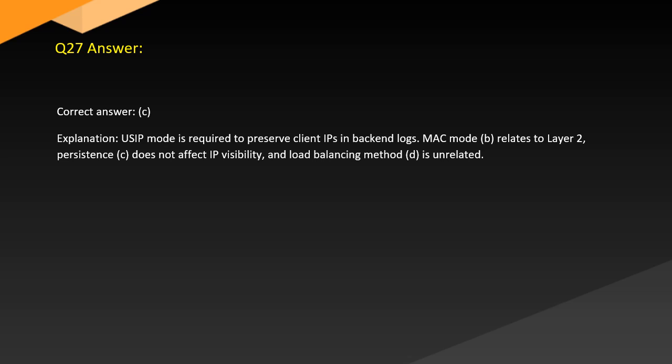Answer. Correct answer. C. Explanation. USIP mode is required to preserve client IPs in backend logs. MAC mode, B, relates to layer 2. Persistence, C, does not affect IP visibility, and the load balancing method, D, is unrelated.